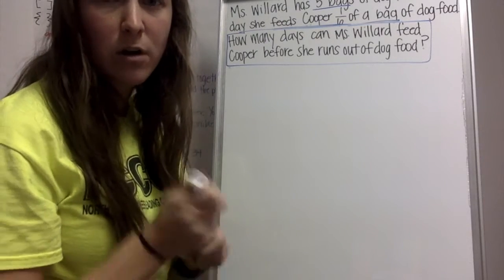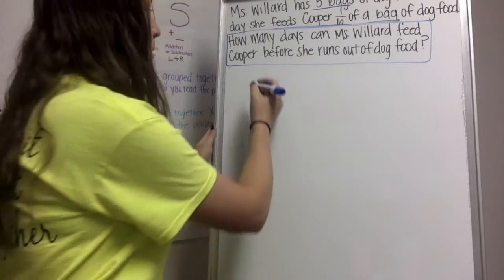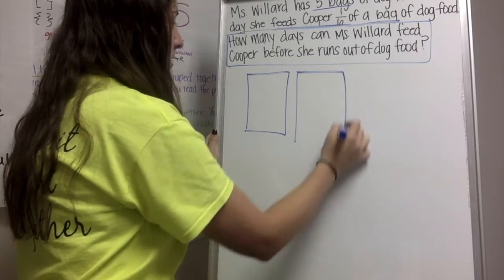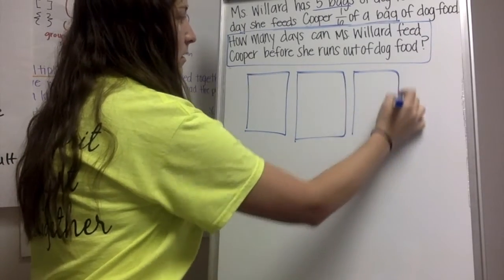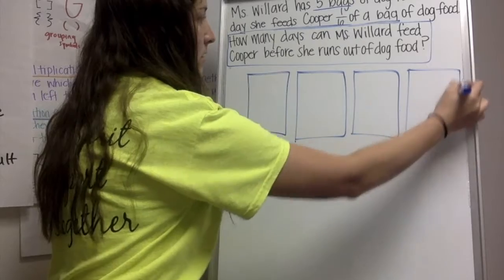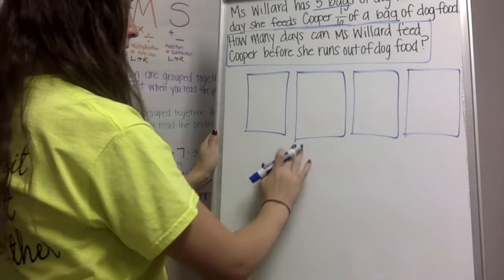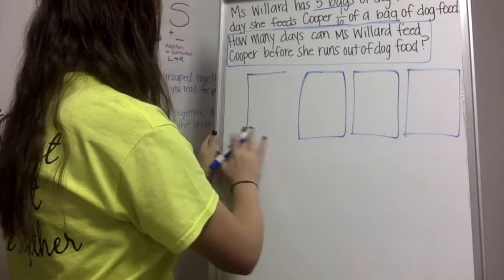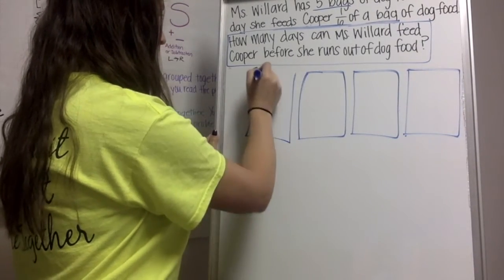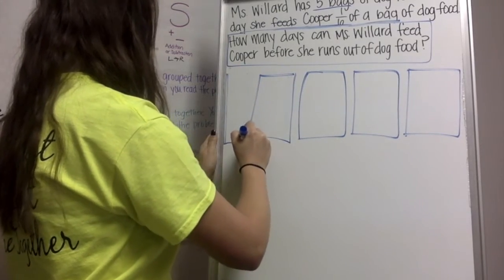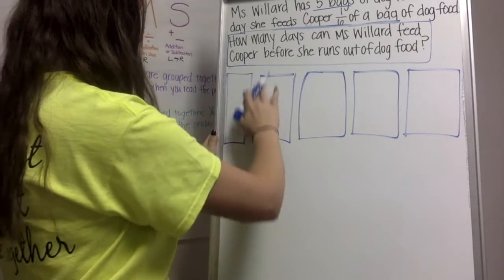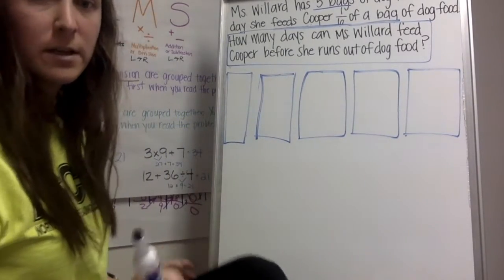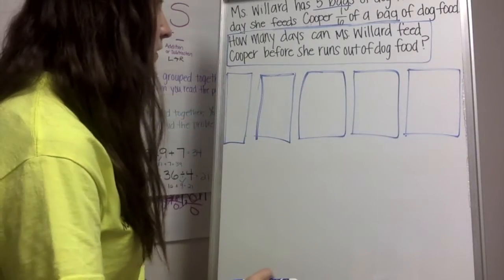So I'm going to start by drawing my 5 bags first. I think this may help me. So there's 1 bag, 2 bags, 3 bags, 4 bags. I'm going to make one a little bit smaller here so I can fit all 5 of them in. There we go. That's okay, guys. My bags aren't perfect. So here's the 5 bags of dog food.